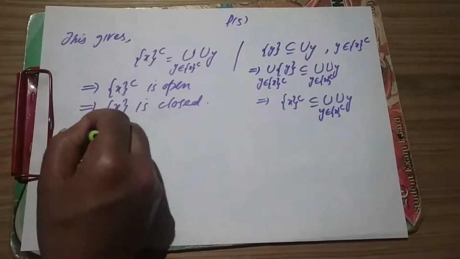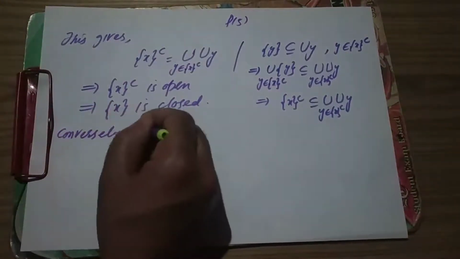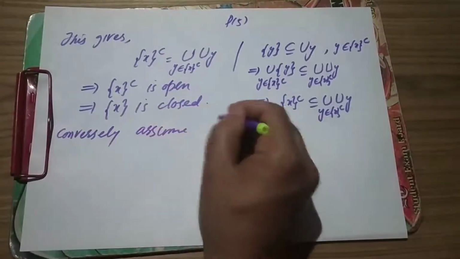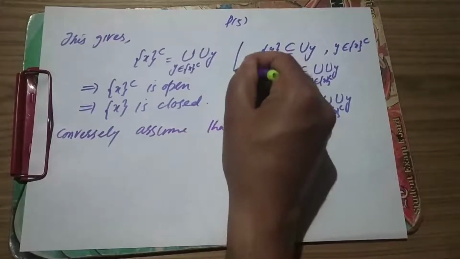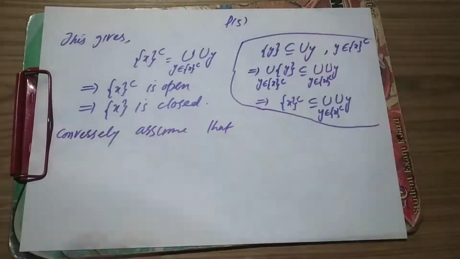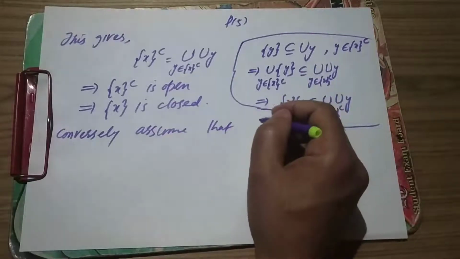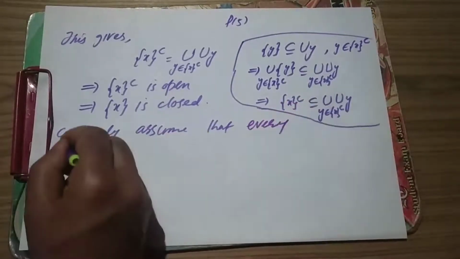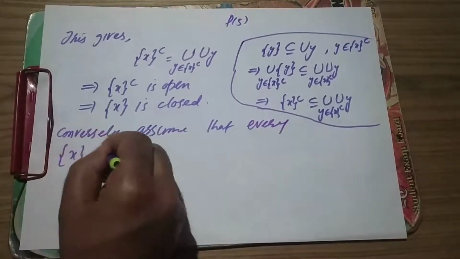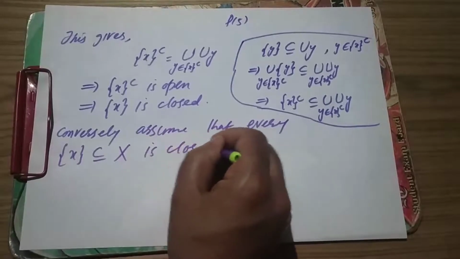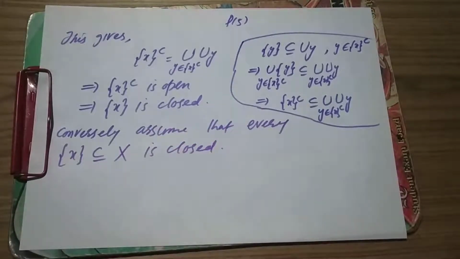The converse is very simple. Conversely, assume that every singleton subset of X is closed. We show that X is a T1 space.